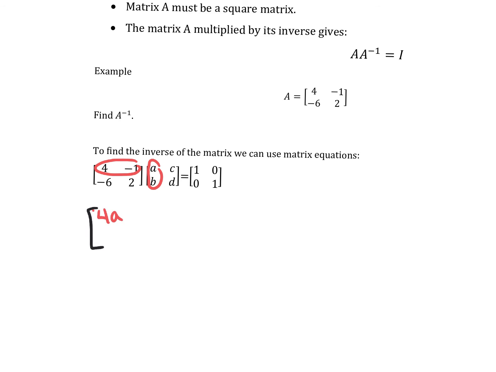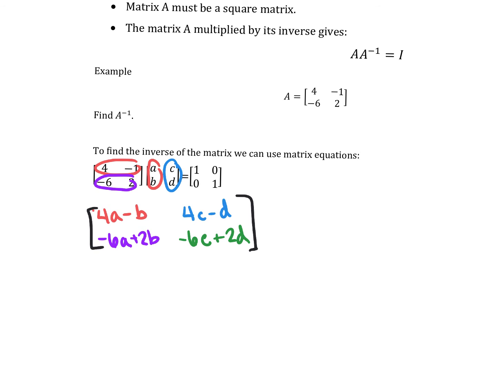It's 4A minus 1B. The other element in that row, if we go to the next one, is 4C minus D. Down here in this bottom row, we have negative 6A plus 2B. And the next one would be negative 6C plus 2D. So we set this equal to the identity, which is 1, 0, 0, 1.